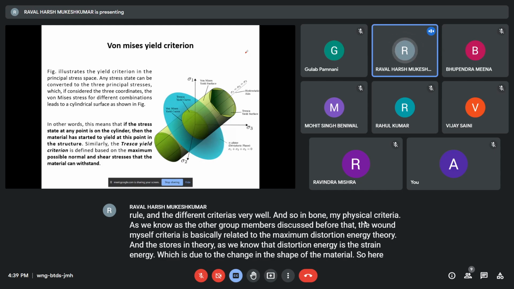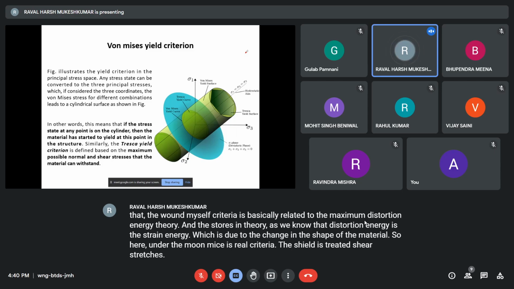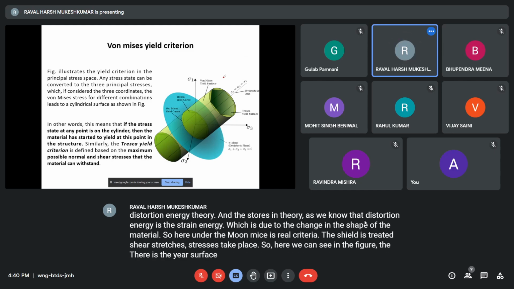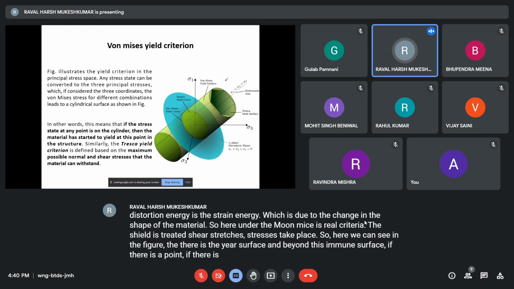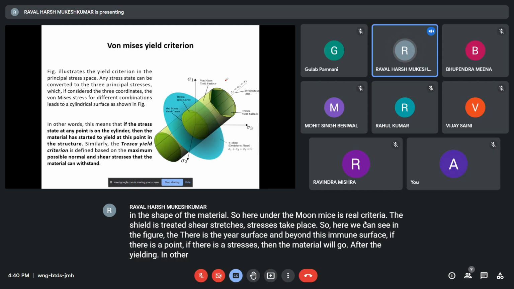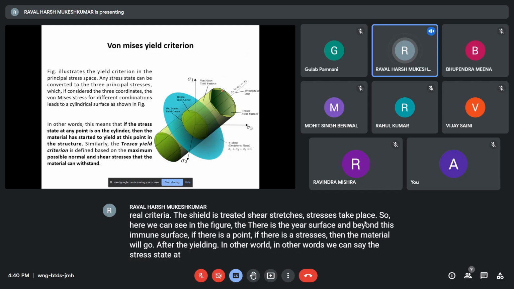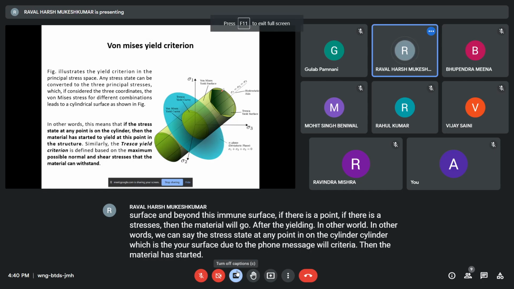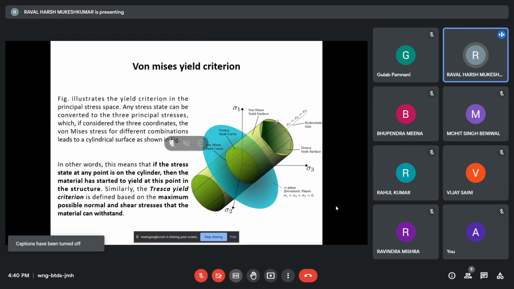So here, under the von Mises criteria, the shear stresses take place. Here we can see in the figure there is the yield surface, and beyond this yield surface, if there is a point with stresses, then the material will go into yielding. In other words, if the stress state at any point is on the cylinder, which is the yield surface due to the von Mises criteria, then the material has started to yield at this point in the structure. Similarly, the Tresca yield criteria and the von Mises are both based on the maximum possible normal and shear stresses that the material can withstand. So inside the yield surface, the material is safe from yielding. That is all discussed before very well.